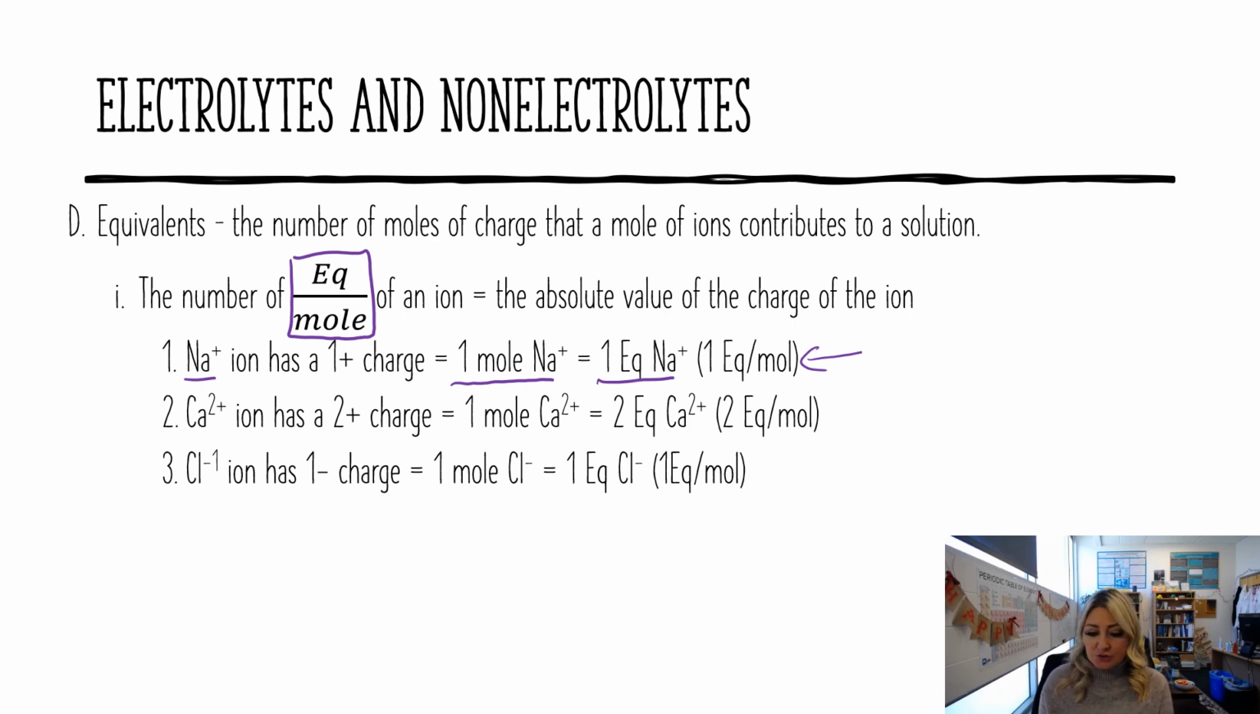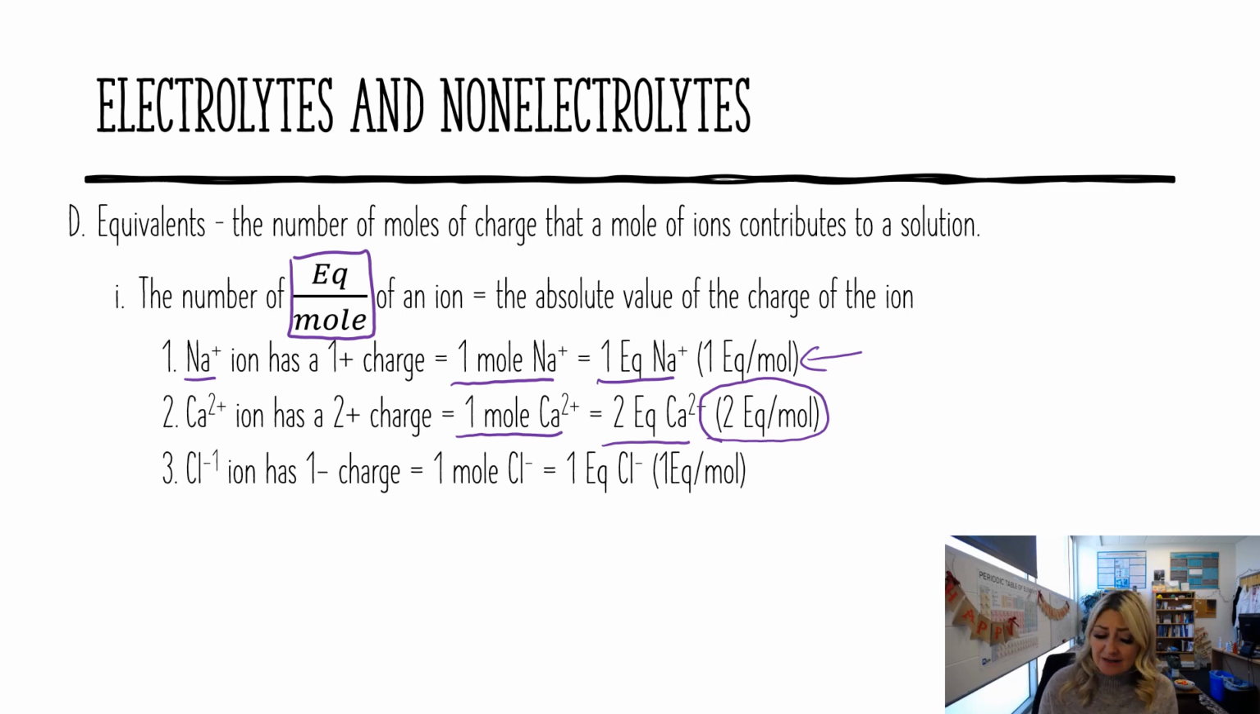Calcium has a +2 charge. So 1 mole of calcium with a +2 charge is equal to 2 equivalents of calcium. So we would describe this in terms of the equivalents. It would be 2 equivalents per mole. Notice that we are not including the plus or the minus sign for that. That's where that absolute value of the charge comes in. We're just talking about what the charge contribution is to solution.